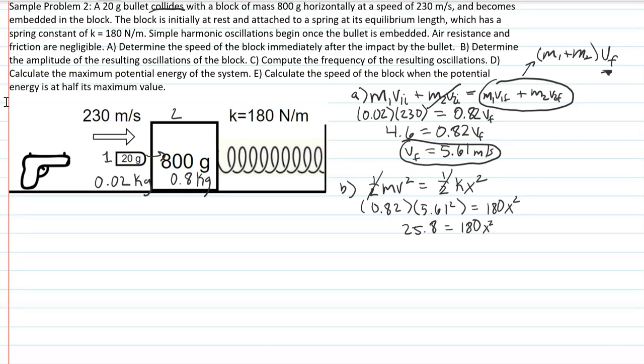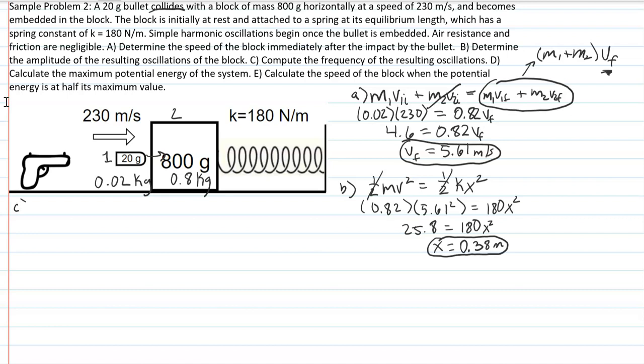So you can solve that for X by dividing both sides by 180 and taking the square root of both sides, and you should get that X is equal to, if you round to 2 decimal places, 0.38 meters. So that's its amplitude, its maximum displacement from equilibrium.